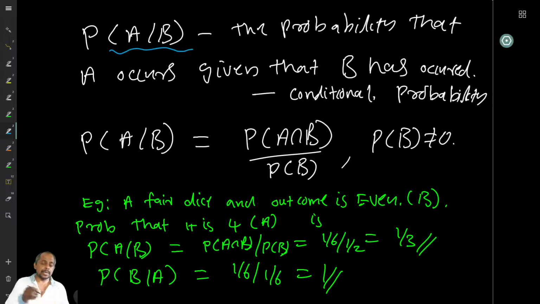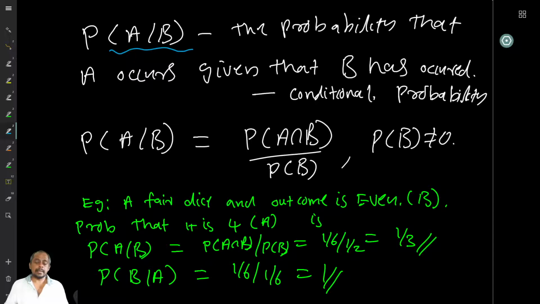Now one can easily show that probability of A given B is equal to probability of A intersection B divided by probability of B. Okay? This can be shown very easily whenever probability of B is not equal to 0.